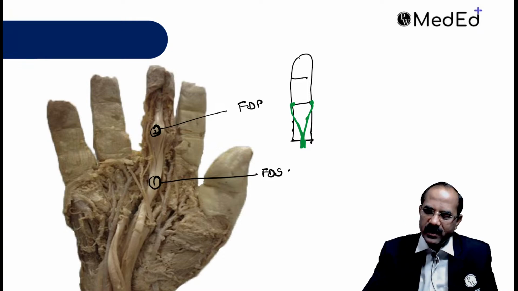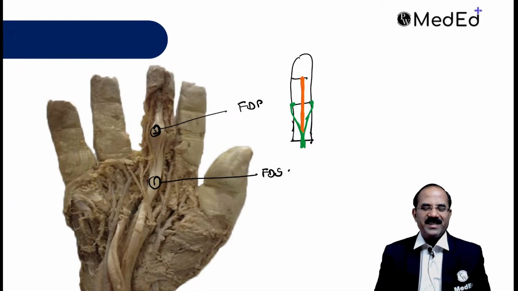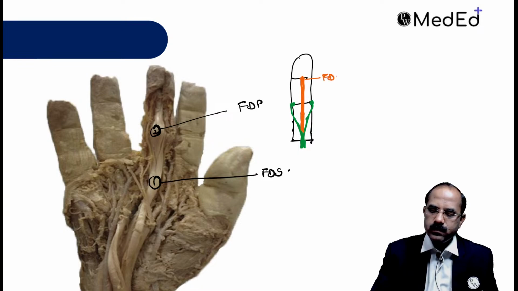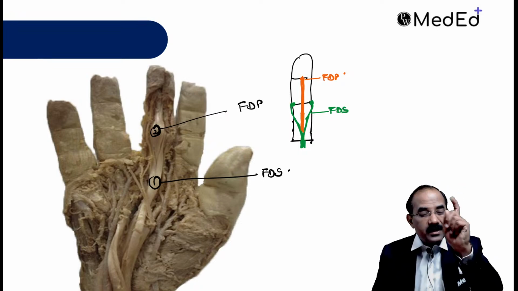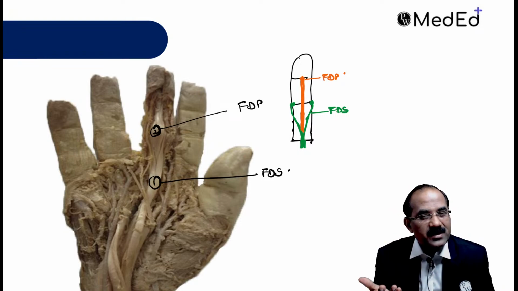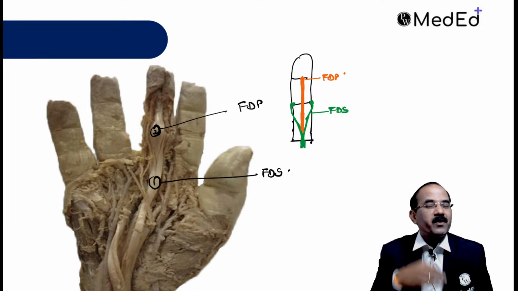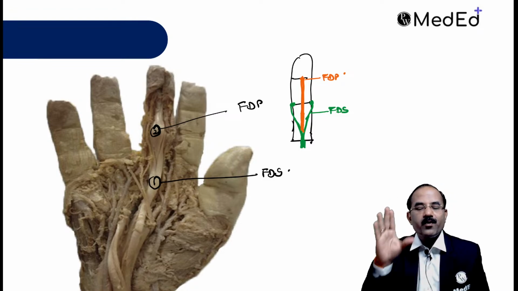Whereas what is this tendon, this one going deep? What is this tendon of profundus? And where is the insertion of profundus? It is inserted on the base of the distal phalanx, correct? The tendon of profundus is inserted on the base of the distal phalanx. Just remember this. So who is going to flex the distal interphalangeal joint? Is the superficialis going to flex the distal interphalangeal joint? No. The distal interphalangeal joint is going to be flexed by flexor digitorum profundus.